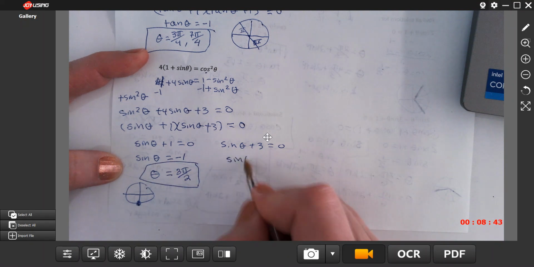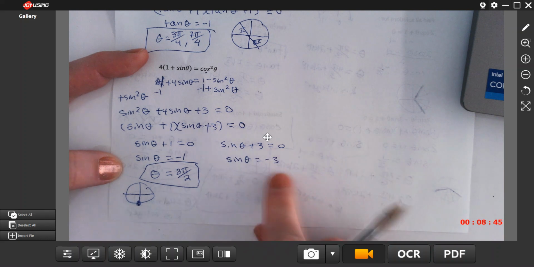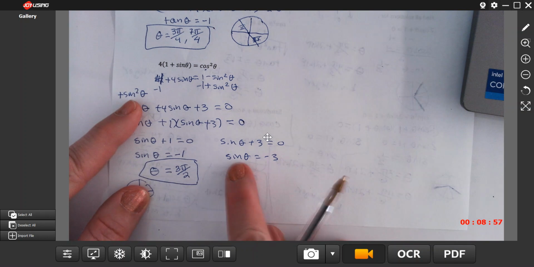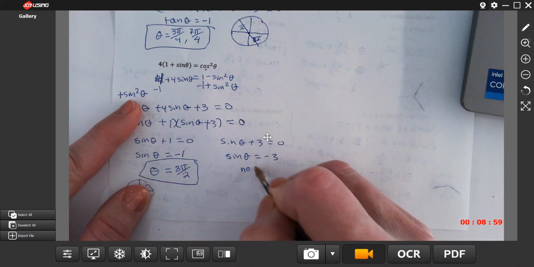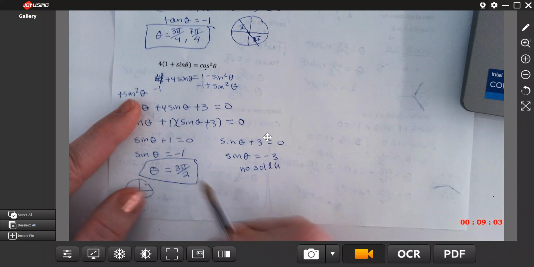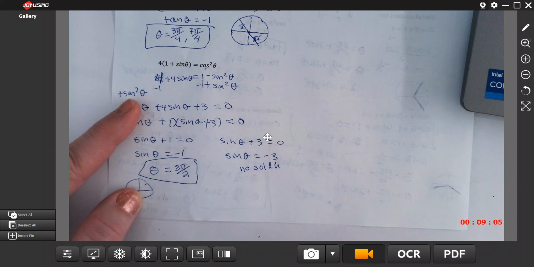And then this one, sine theta equals negative 3. What do you think about that? Exactly. 3 is outside of the range of sine, so this doesn't give us a solution. So that's my only solution for that equation, and we're done. Phew!